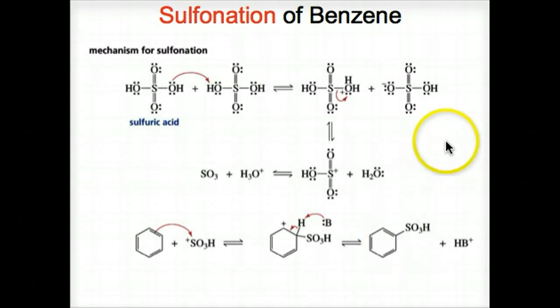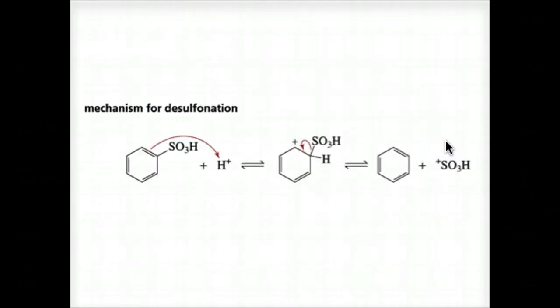Now let's take a look at the next part of this mechanism, for desulfonation. Of course, we just formed sulfonated benzene. So sulfonation is described by the reaction coordinate diagram going from left to right on the next slide we'll see in just a second. So desulfonation is described by the same reaction coordinate diagram going from right to left, as we'll see. And it's illustrated in this mechanism for desulfonation.